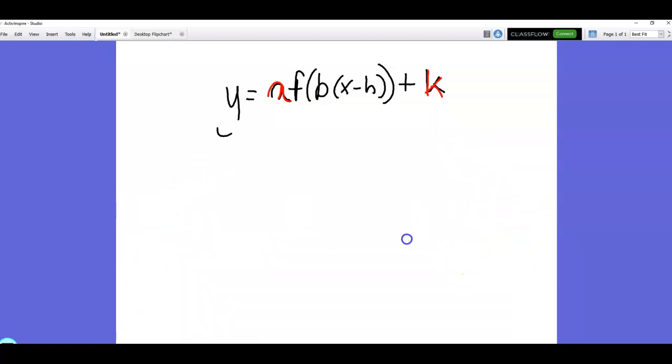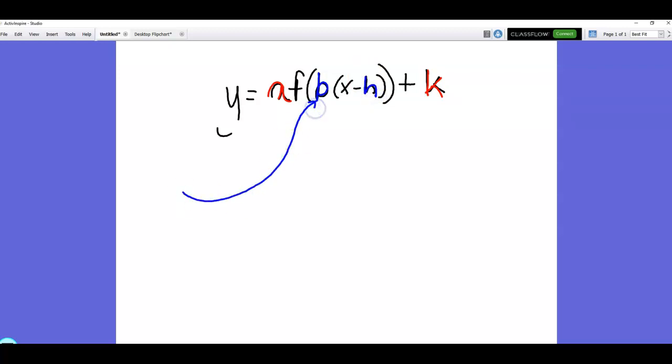Let's take a look at the horizontal ones now. The horizontal transformations are the ones that happen inside the parentheses. So we have the b value, and then we have the h value.